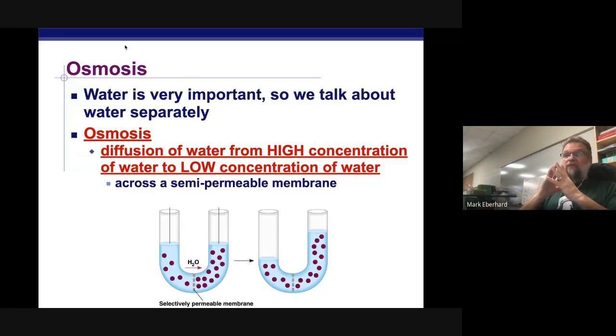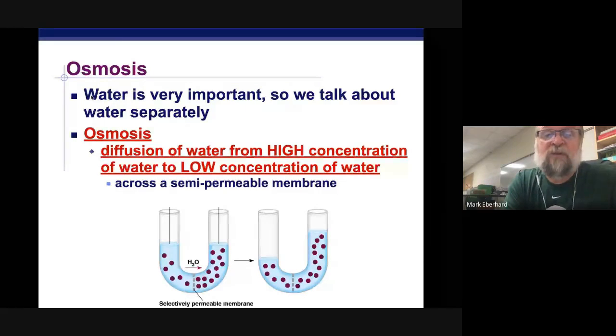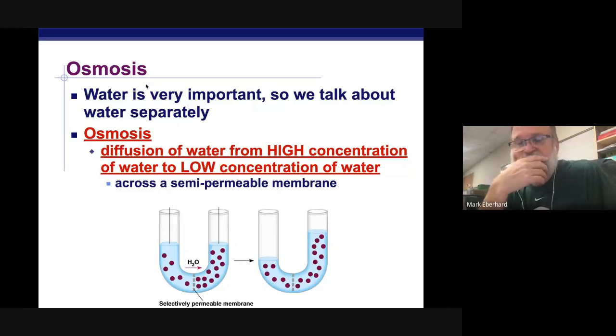So down at the bottom of the page, there is what's called a U-tube. Long before there was internet and YouTube. U-tube because it's literally shaped like a U. This is typically a plastic or glass tube. In the middle of the tube, you'll see it's labeled selectively permeable membrane. There's a little membrane disc that separates the left side of the tube from the right side of the tube.